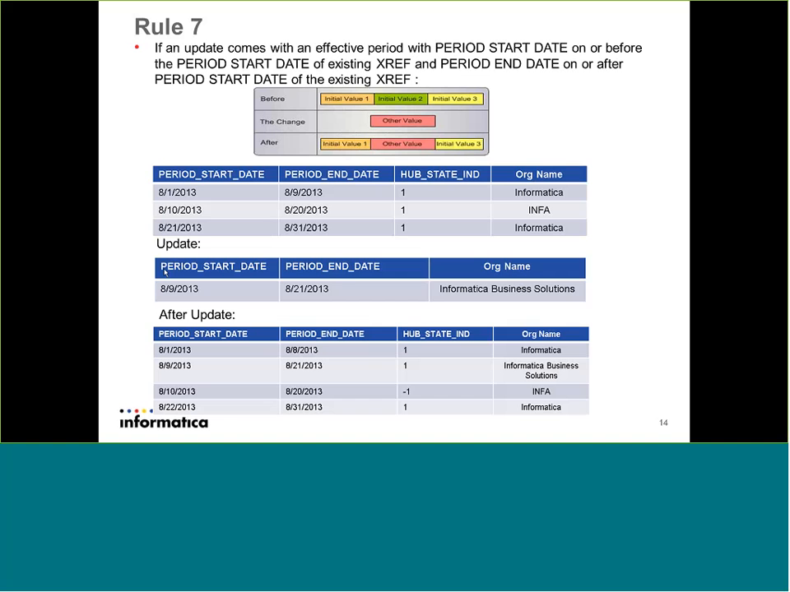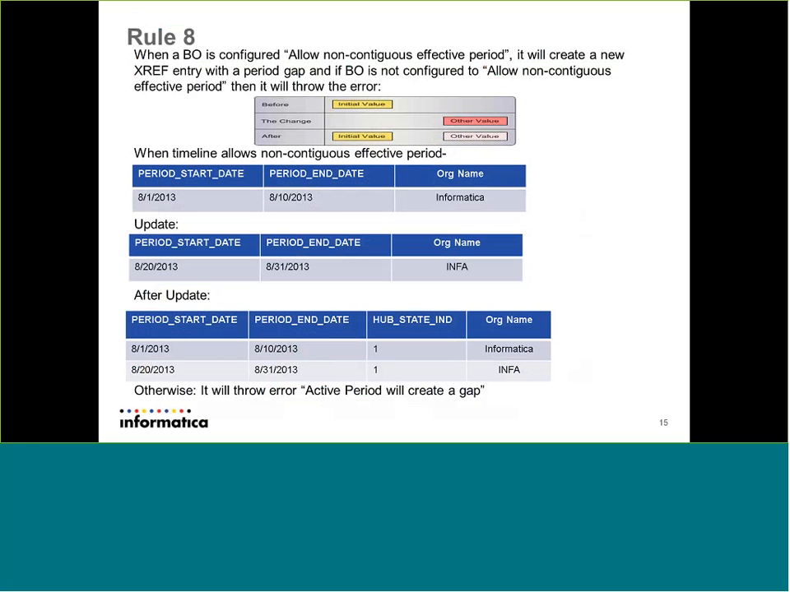Okay. Jumping on to rule 8. When you enable timeline in MDM, there is a property called allow non-contiguous effective periods. That means there could be some businesses where there can be gaps in their effectiveness. But for proper leveraging of the functionality of this timeline, we would recommend having allow non-contiguous effective periods disabled. That means there should not be any gaps in the timeline.